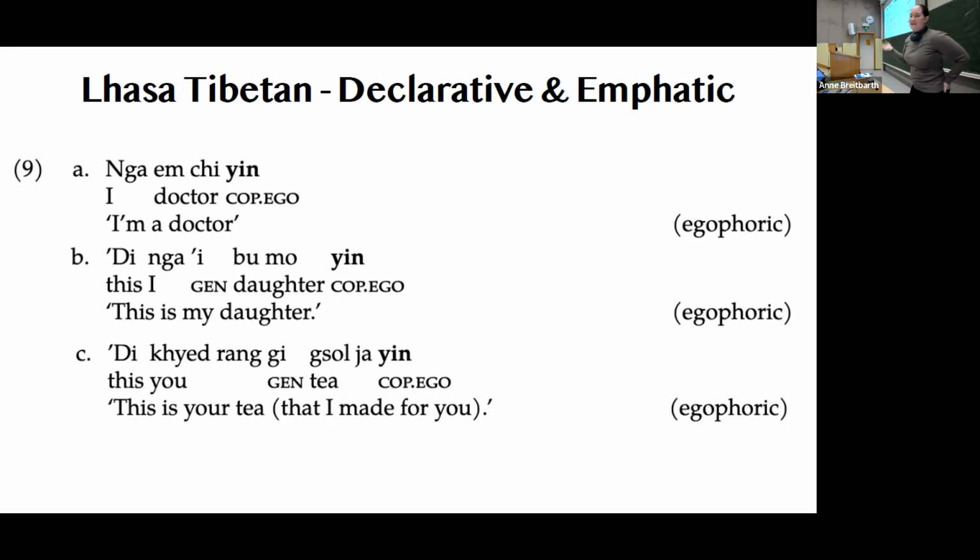And you can even say things like "di kirangi suljayin", which is, literally, "this is your tea", but this is the tea that I made for you. And then you would still use this yin egophoric marker. So here we can see that it has some overlap with the Kathmandu Newar for sure, but it's not exactly the same, although we can find some equivalent sentences like that as well.